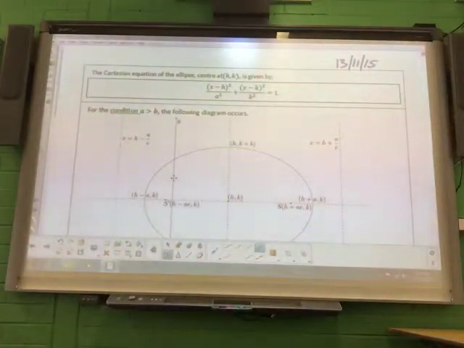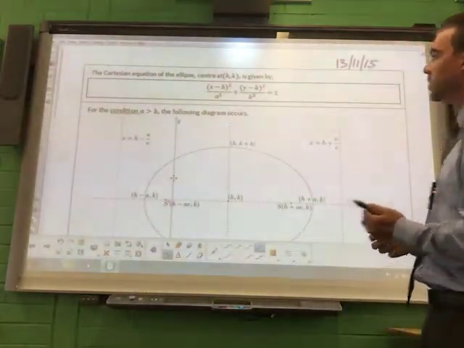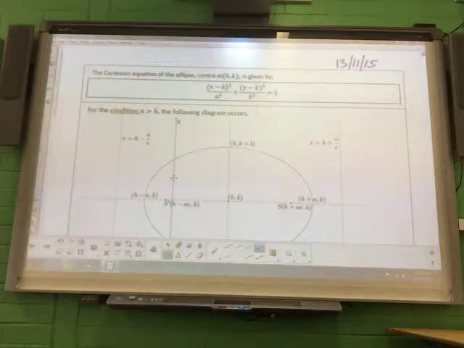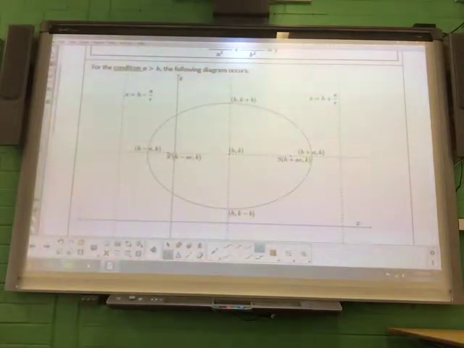It's very similar to what we've had for the circle: x take away h all squared plus y take away k all squared equals r squared. The centre is going to be those two values, h and k, and that's the equation. We're not going to derive that, we're going to understand the result here.